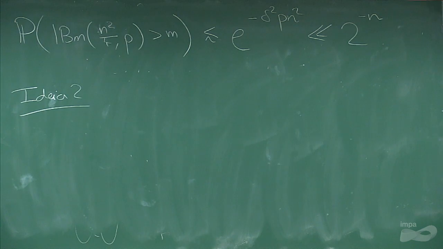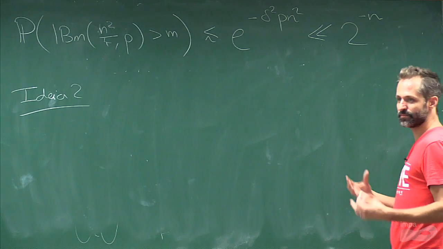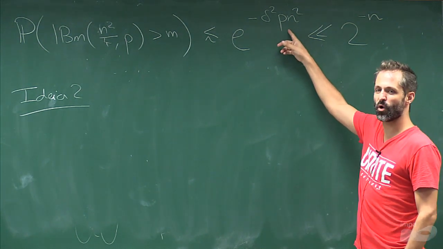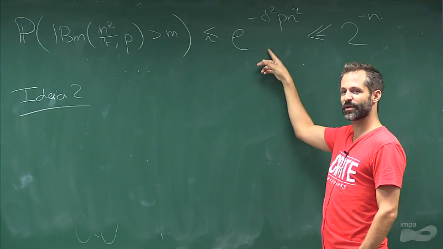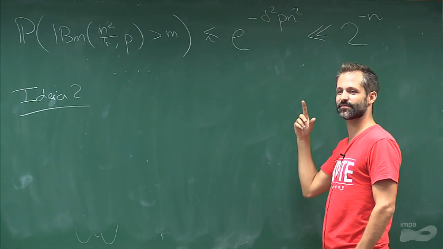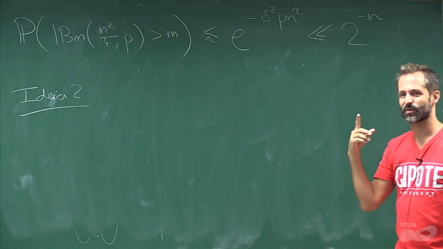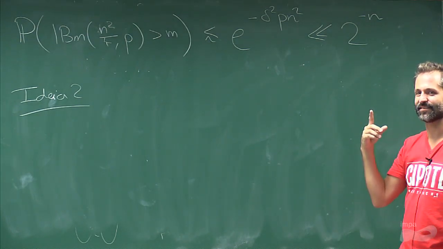Okay, but what about all the ones that are not bipartite? Maybe we can find containers for them as well. Maybe we can group them in bunches and then just apply Chernoff to each one. If our number of containers is small enough that this bound beats it, then we can apply a union bound over containers. Okay, so that's the idea.